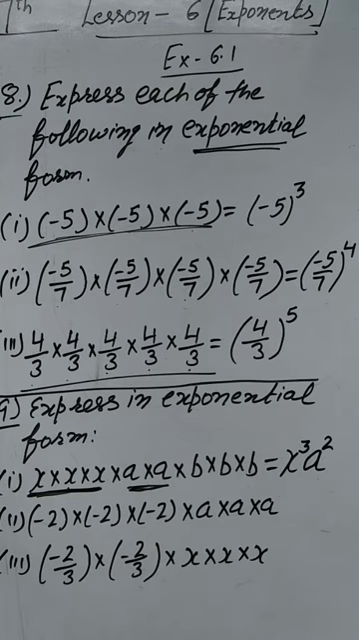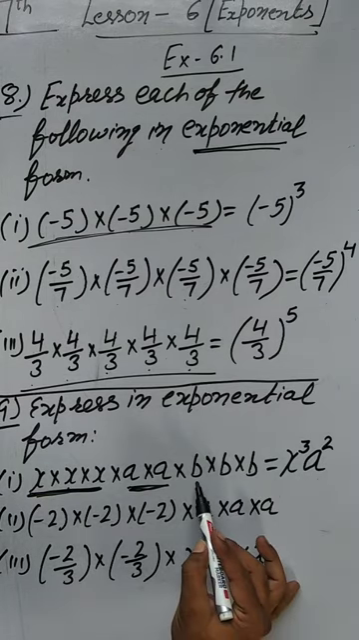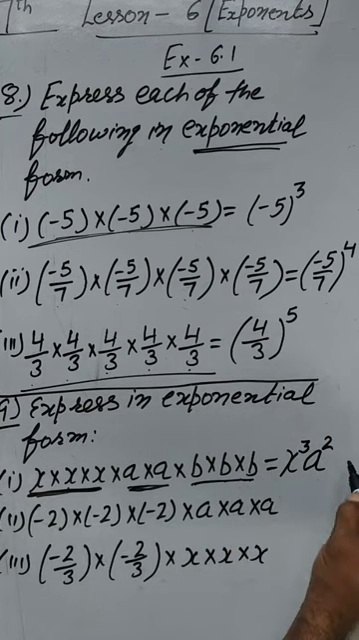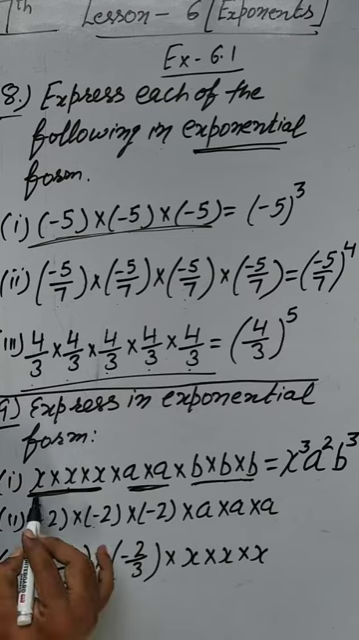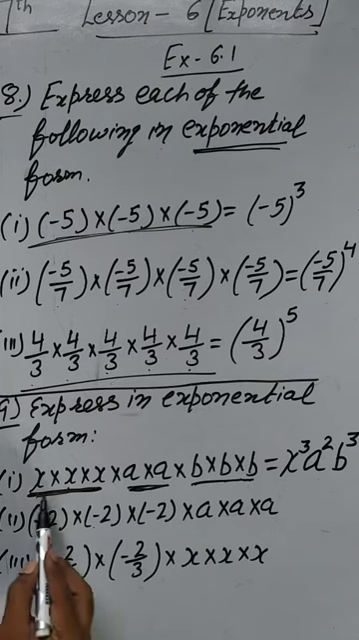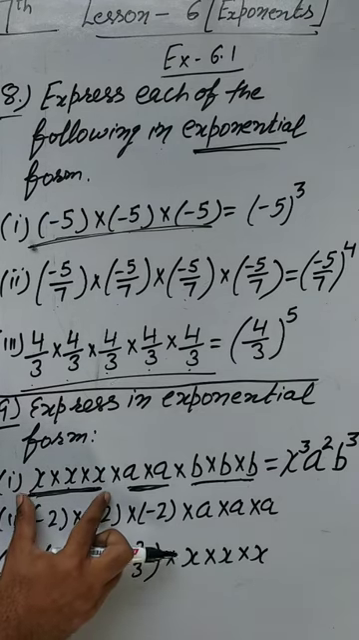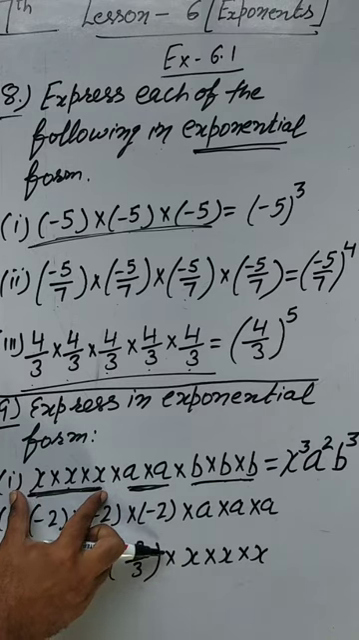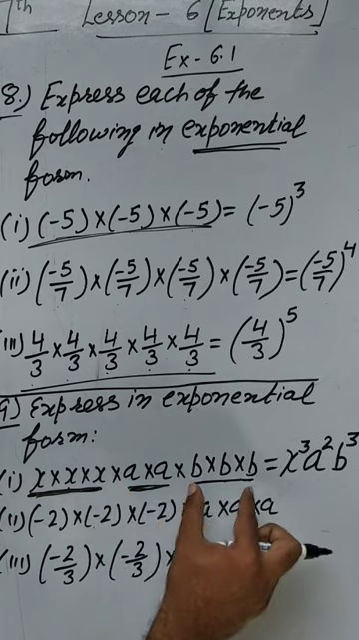Clear beta? Understood? And last number is b. How many times b is multiplying? 1, 2, 3. b is multiplying 3 times. So in the form of power we can write it b raised to power 3. Understood beta? This is your answer. Clear? Beta, you have to write similar numbers in the form of power, means x multiply x multiply x. You have to consider multiplication of x with x only, not with a or not with b.